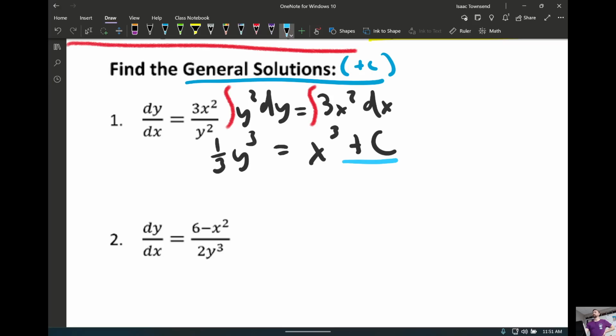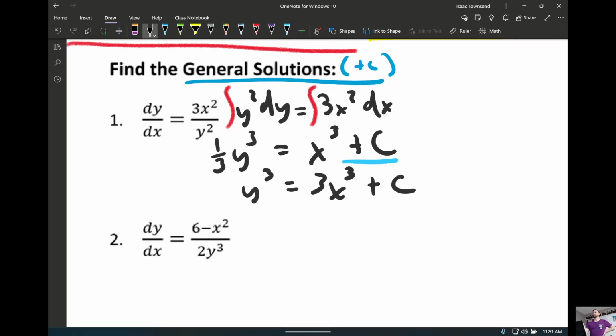Okay, and now the calculus is over. I just want to solve this for y equals, so I can multiply everything by 3. What about this? You think I should call this 3c? All right, we'll just call it c, because 3 times an unknown number is still an unknown number, so we might as well call it c.